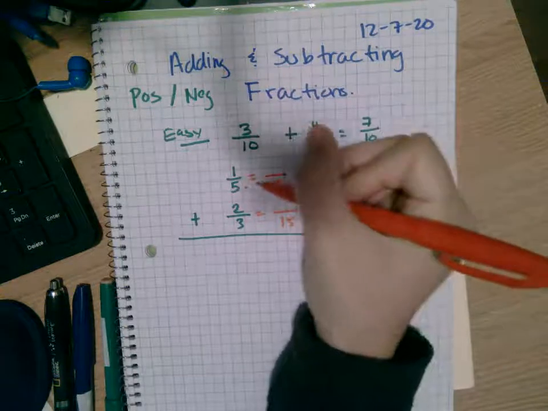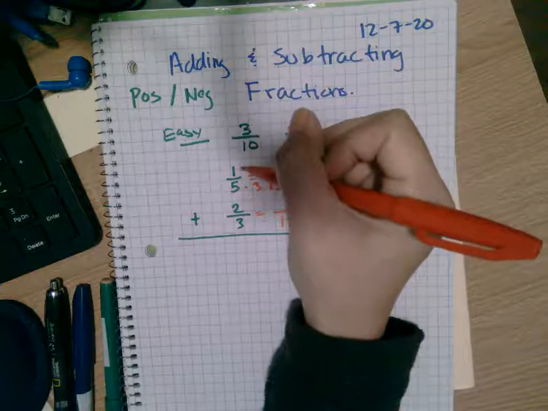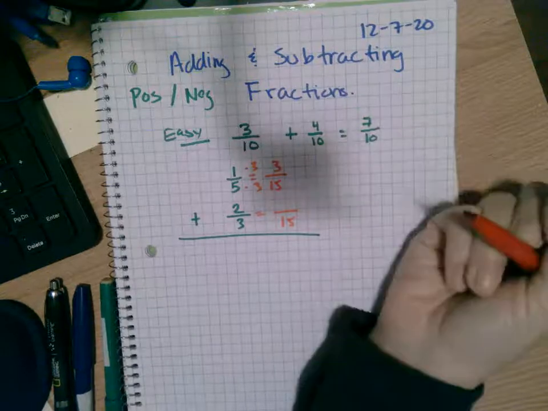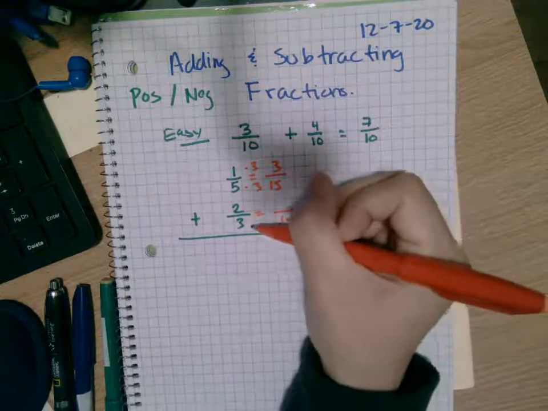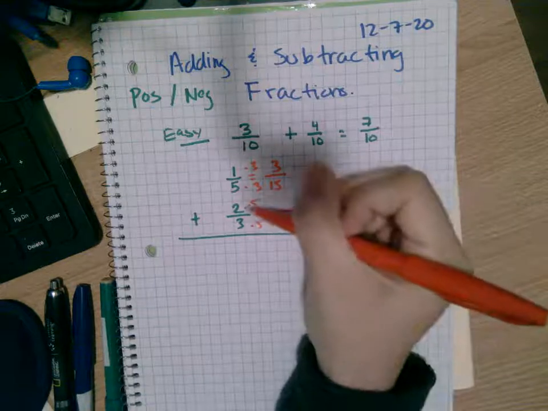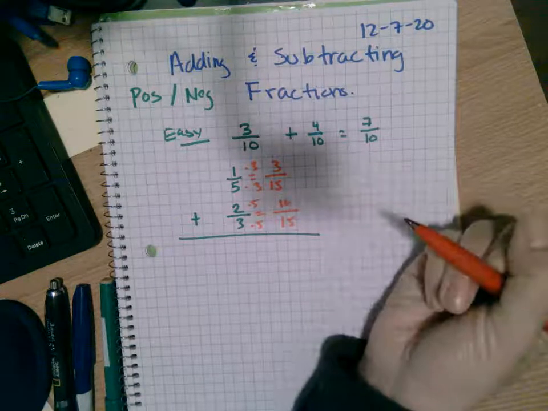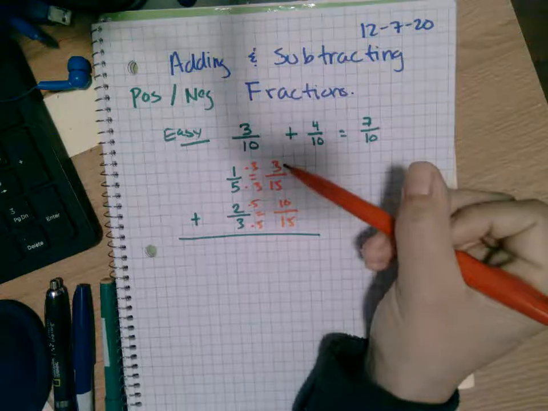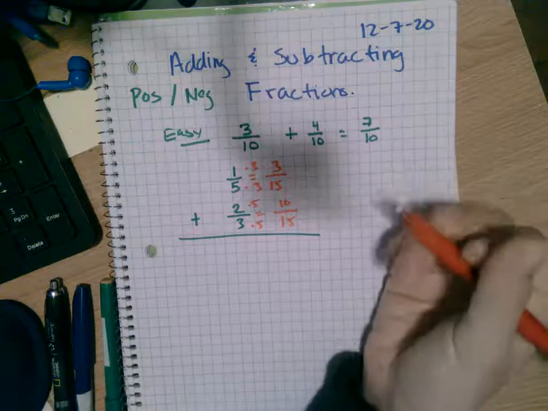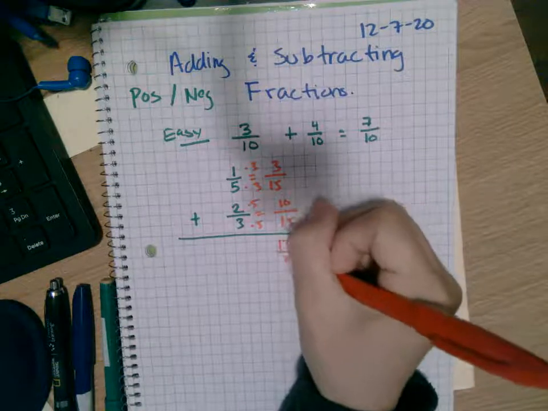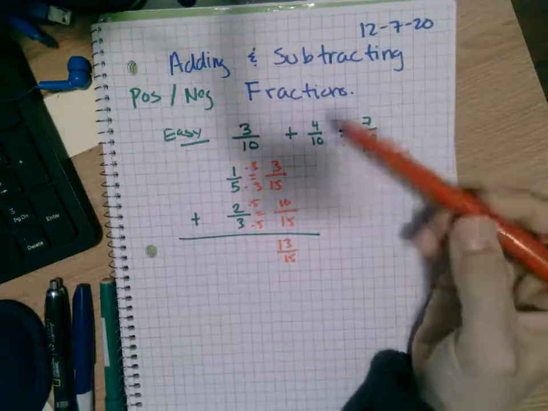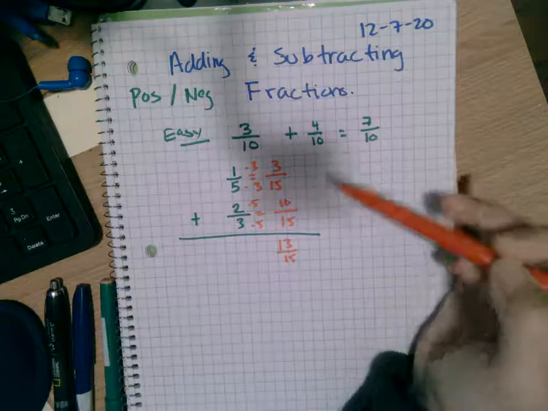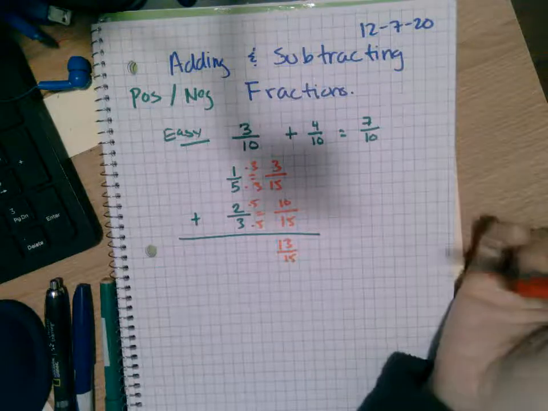So then we go, okay, 5 times what is 15? So times 3. 1 times 3 makes this 3/15. And then 3 times what is 15? Times 5. So 2 times 5 is 10. So now that you have common denominators, we add your numerators. 3 plus 10 is 13/15. And that's what we do. We always find common denominators. If they're already the same, woo, yay, piece of cake. If they're not the same, then you find a common denominator, right?